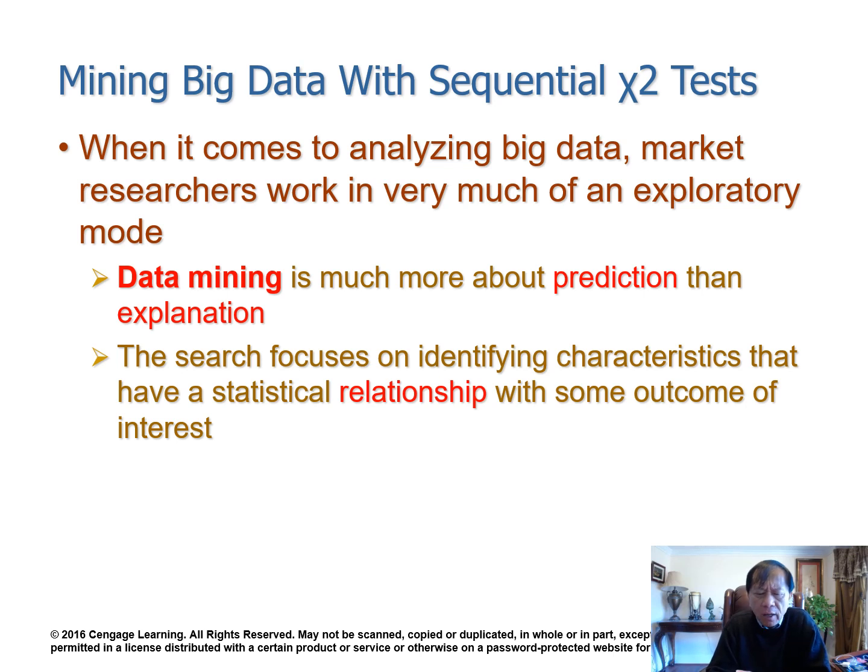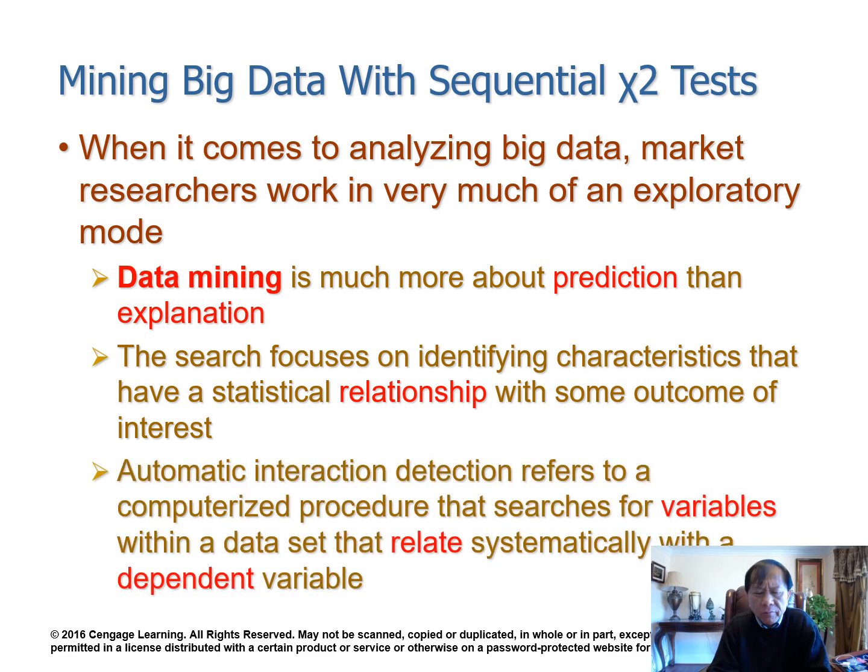The search focuses on identifying characteristics that have a statistical relationship with some outcome of interest. Automatic interaction detection refers to a computerized procedure that searches for variables within the data set that relate systematically to the dependent variables. When you buy something on Amazon.com, for example, after you made the purchase, they give you some recommendations, and that is through this kind of big data mining.